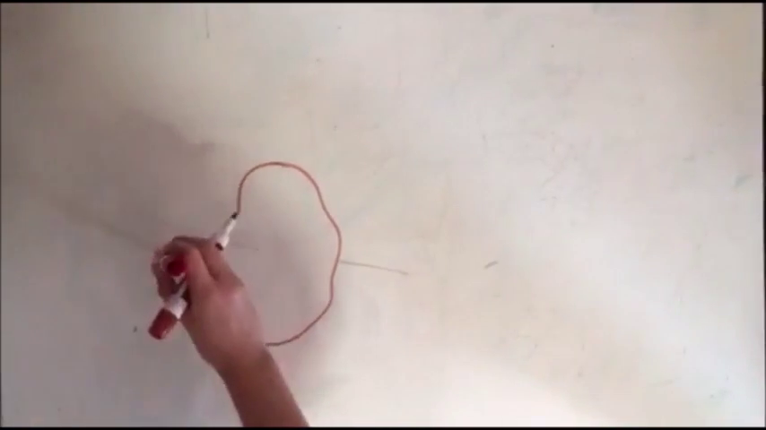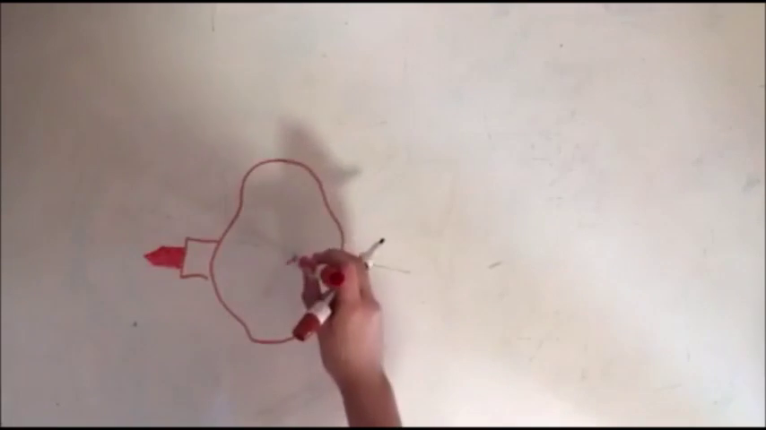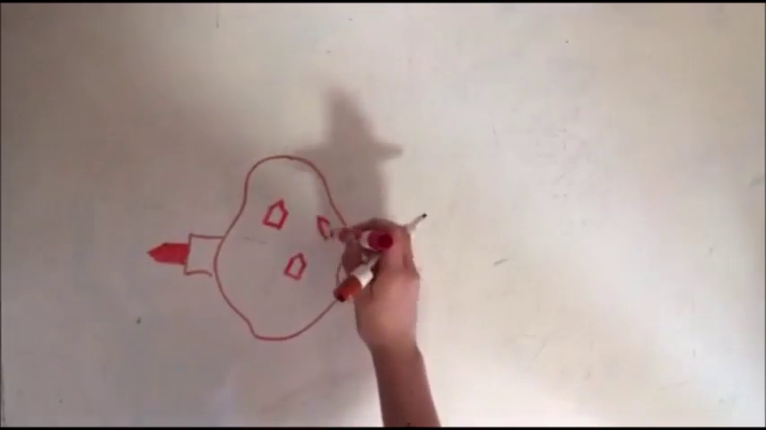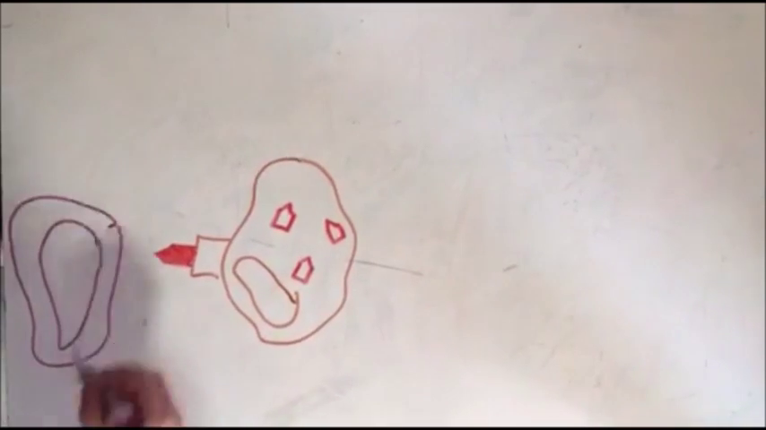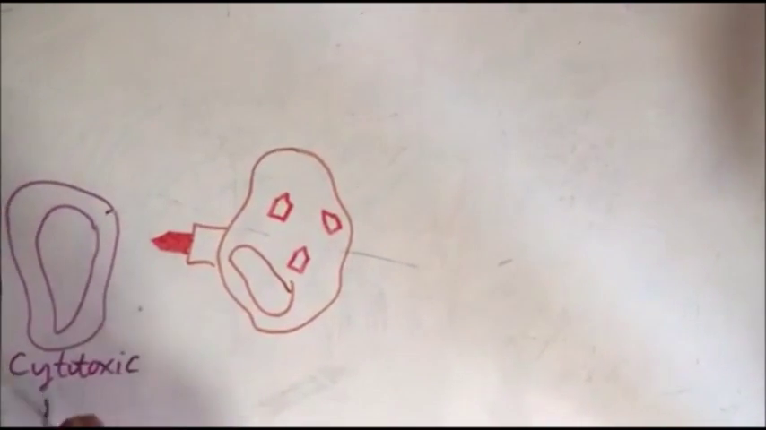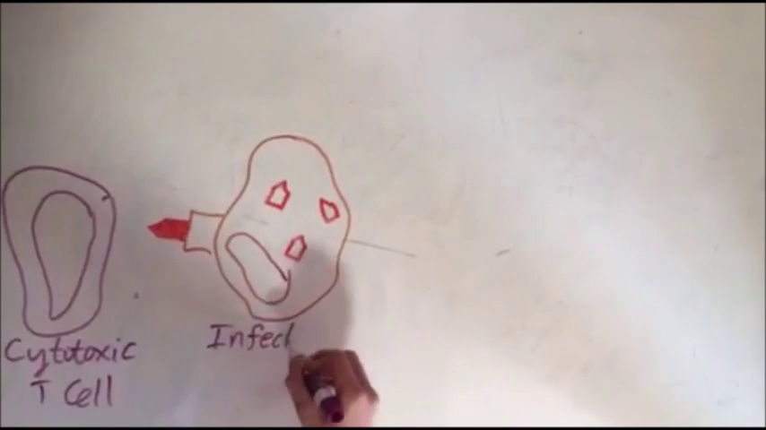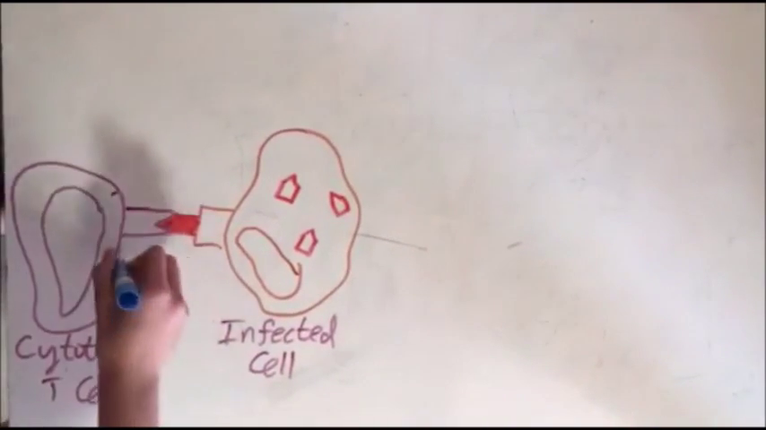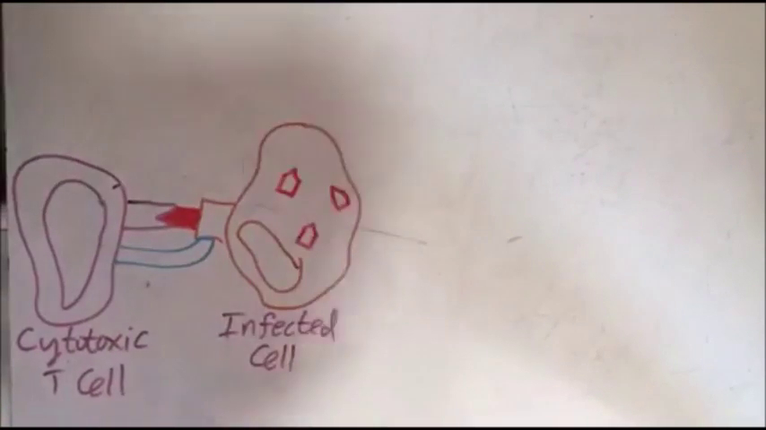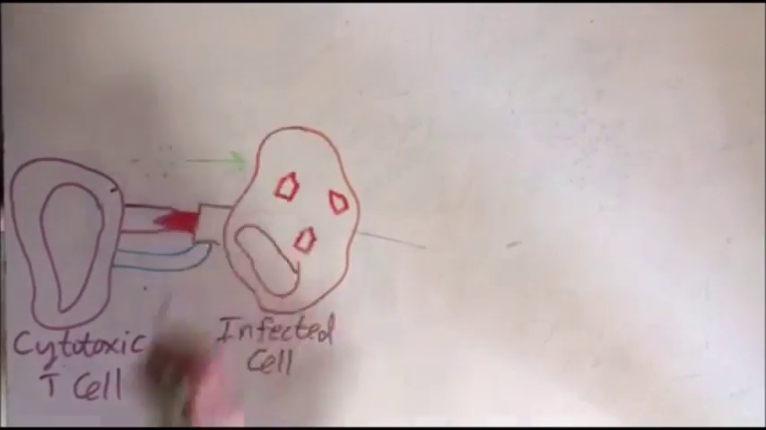For the cell-mediated response, an infected cell displays a pathogen's antigen fragments with the use of class I MHC molecules. A cytotoxic T cell recognizes the antigen fragments displayed by the class I MHC molecules on the infected cell and binds with the help of CD8 accessory proteins.